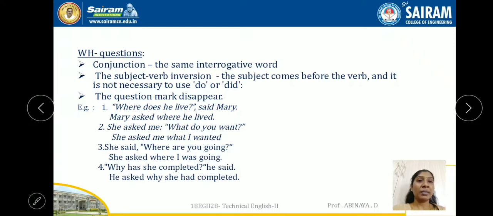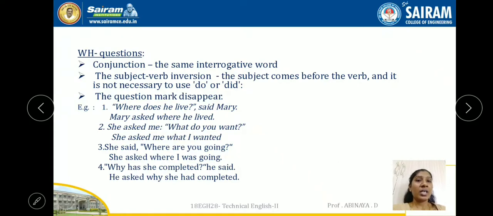So the next one: she asked me, what do you want? So she asked me what. The do disappears. The subject comes first, I. You has to change to I, because she asked me only, so I have to answer. So I, so this what I wanted. And the question mark disappears.